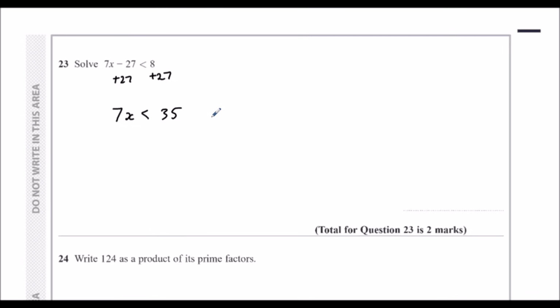Now I want x by itself. At the moment it's multiplied by 7. So I'm going to do the opposite of multiplying by 7, which is dividing by 7. So divide both sides by 7. That gets rid of the 7 from the left side. On the right, I've got 35 divided by 7, which is 5. So x is less than 5.